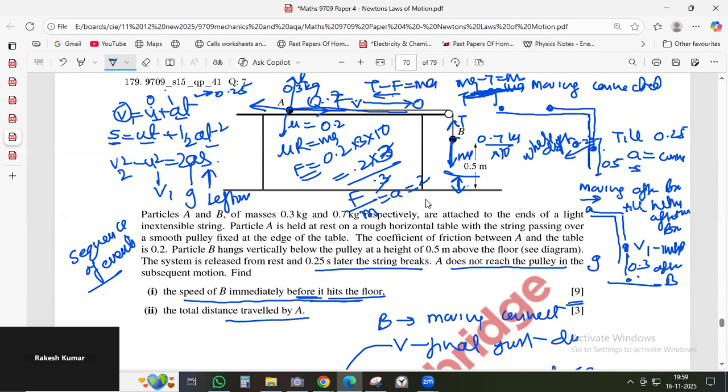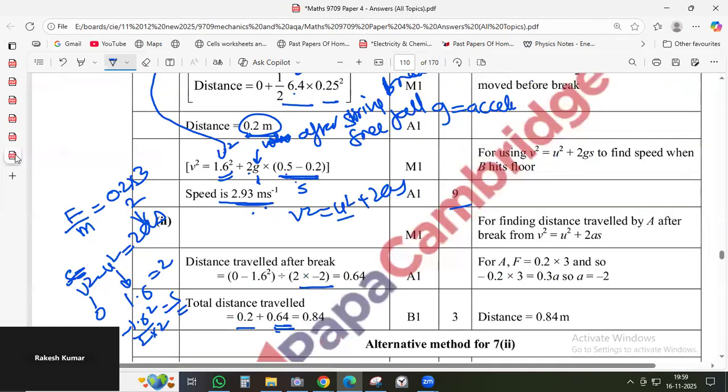So he finds the deceleration, which is 2. Initial velocity is the same velocity of B when it was connected, and it becomes 0 in some distance. He uses V square minus U square by 2A for the distance traveled S. So this is 0, it stops, 1.6, and this was the acceleration because of friction, 2. Then he gets this distance. This is the total distance. Understood?